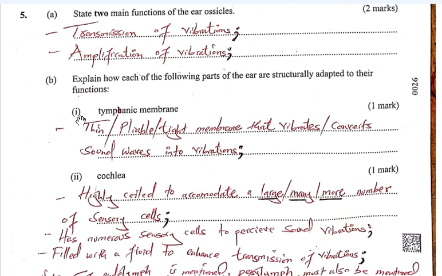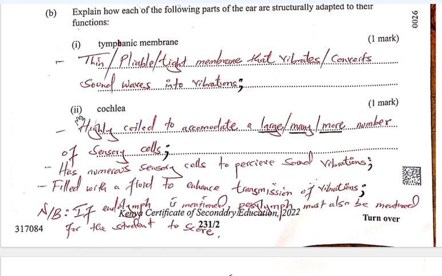Then the cochlea, and the cochlea, its role is a hearing, and the adaptation of the modification, it is highly coiled, and this enables it to accommodate many number of sensory cells. Apart from that, you can say has numerous sensory cells to perceive sound vibrations. Also, this cochlea is filled with a fluid, and the fluids are endolymph and perilymph, which enhance transmission of vibrations.